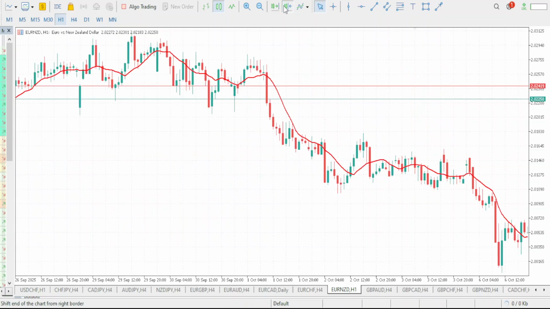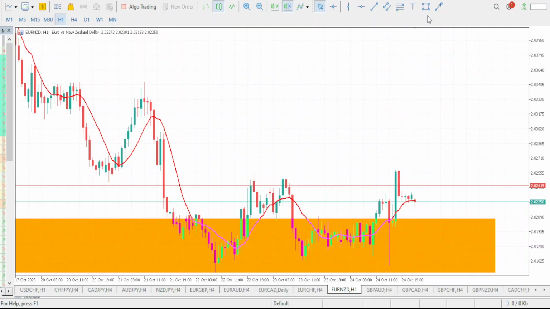Now, let's see the 1 hour time frame. I think it's currently trending on the 1 hour time frame. This is our high, higher low, higher high. This is the higher low. And now we should be expecting a new higher high. So that is a confirmation that we will be expecting a bullish move next on our Euro New Zealand dollar.